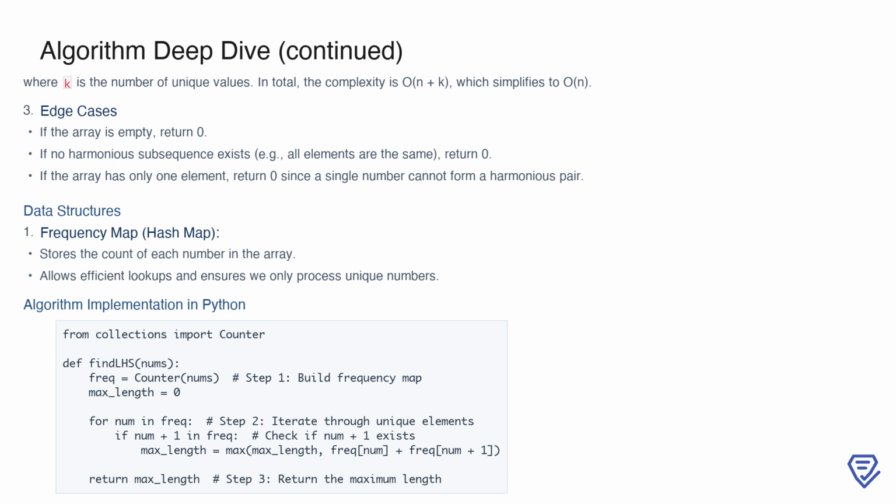It starts by building the frequency map using the Counter class from Python's collections module. Then, it iterates through each unique number in the map, checks for the existence of x plus 1, and computes the length of the subsequence if both numbers are present. Finally, it returns the maximum length found during the process.